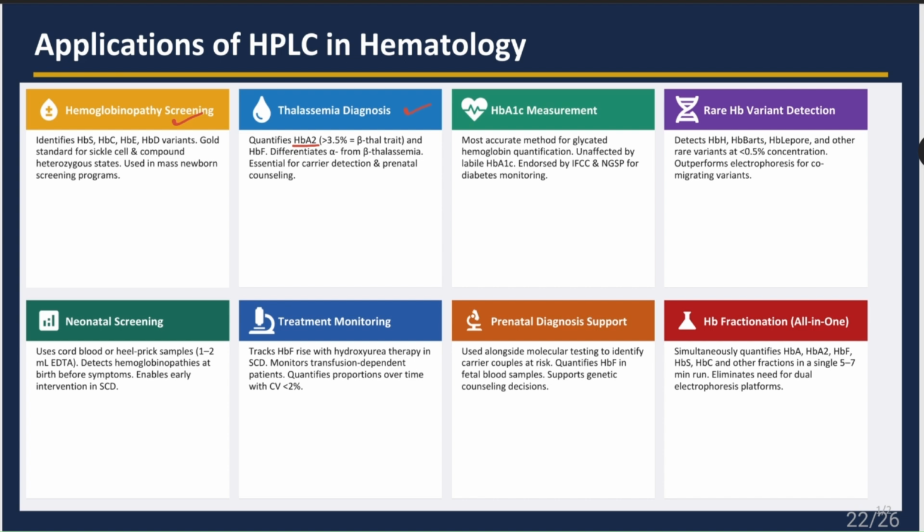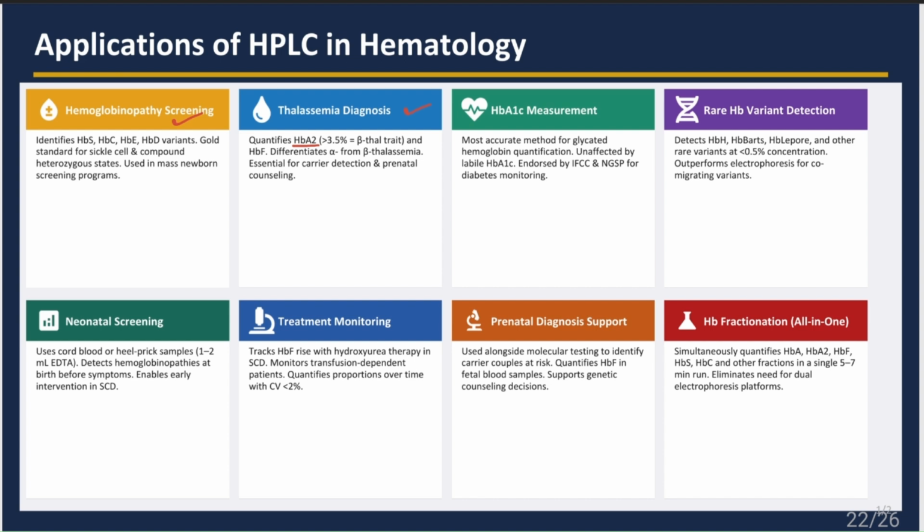We know that if it is more than 3.5, then beta thalassemia trait can be present, and it also quantifies HbF levels. It differentiates alpha and beta thalassemia, essential for carrier detection and prenatal counseling. It is helpful in measurement of HbA1c, most accurate method for glycated hemoglobin quantification. It is unaffected by labile HbA1c levels.